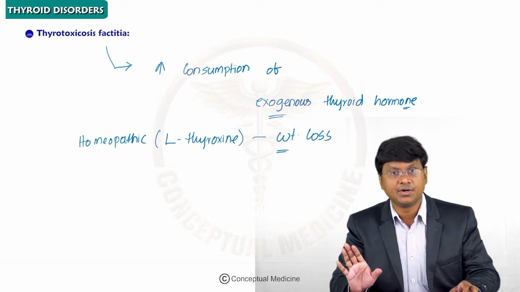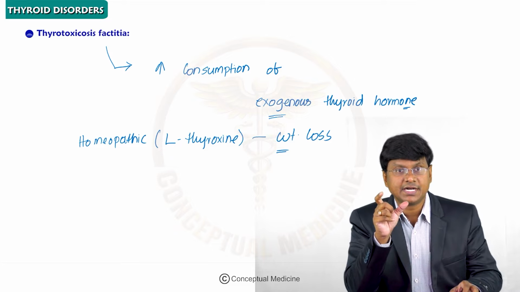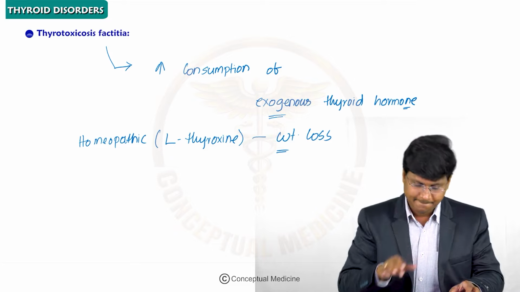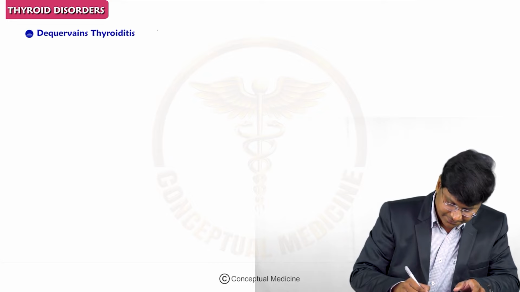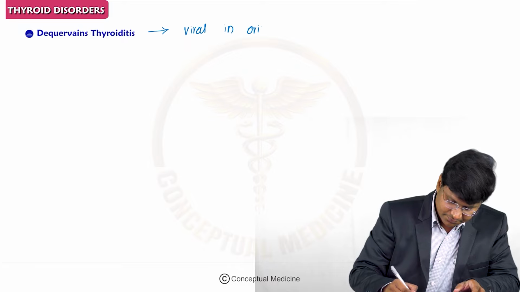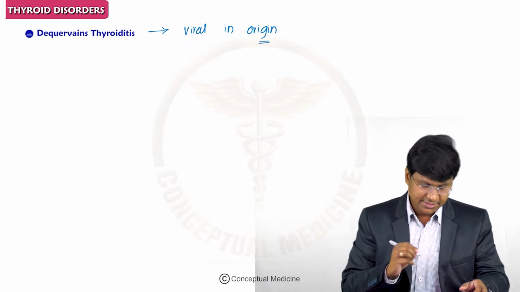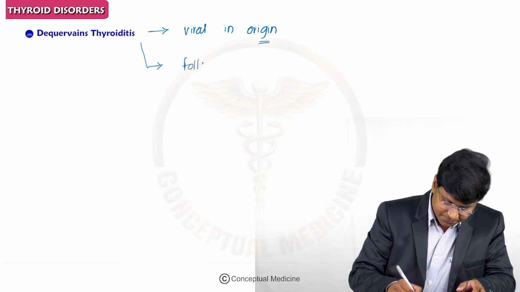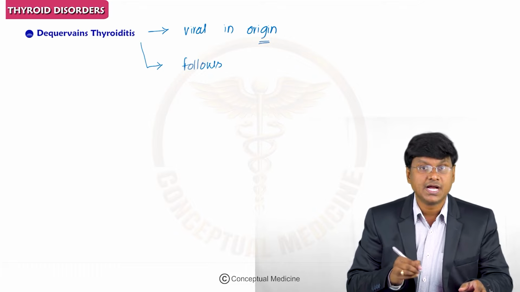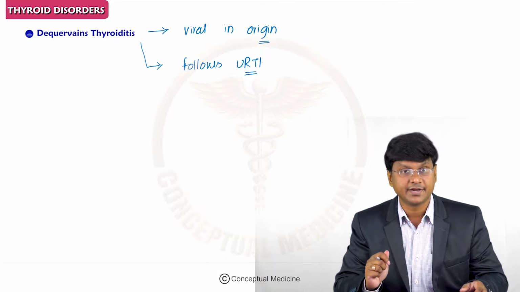Now, after having discussed the conditions causing hyperthyroidism, let me tell you about de Quervain thyroiditis in detail. As I have already mentioned, it is viral in origin, and it follows an upper respiratory tract infection.